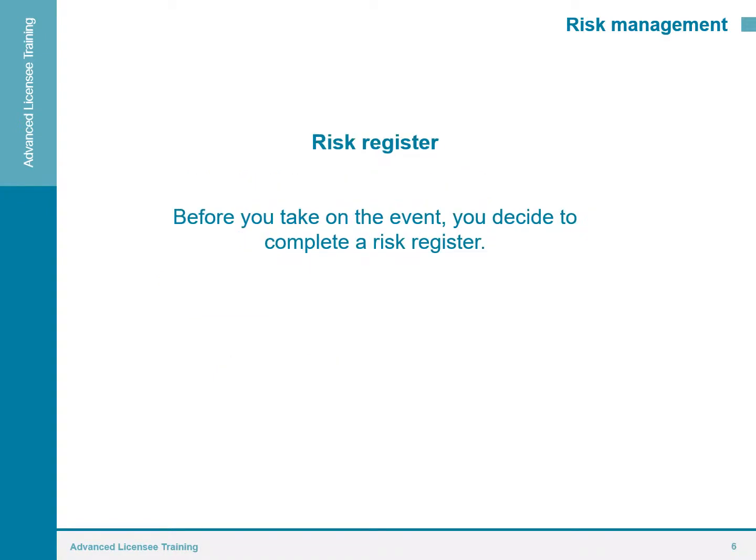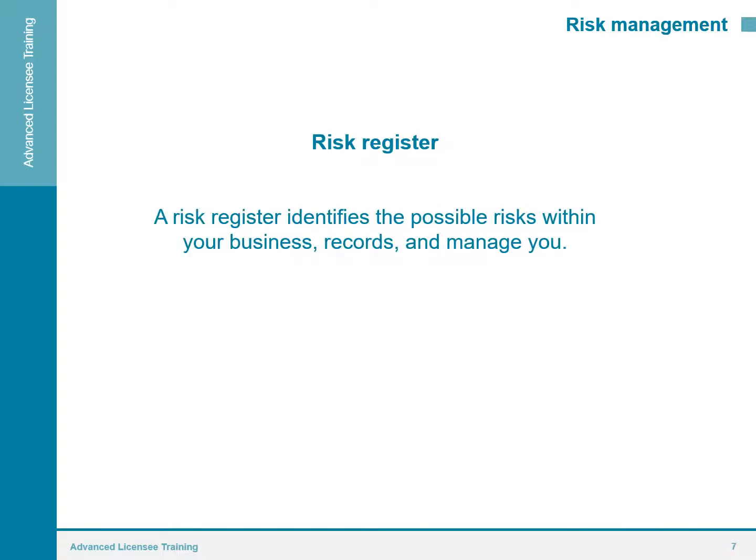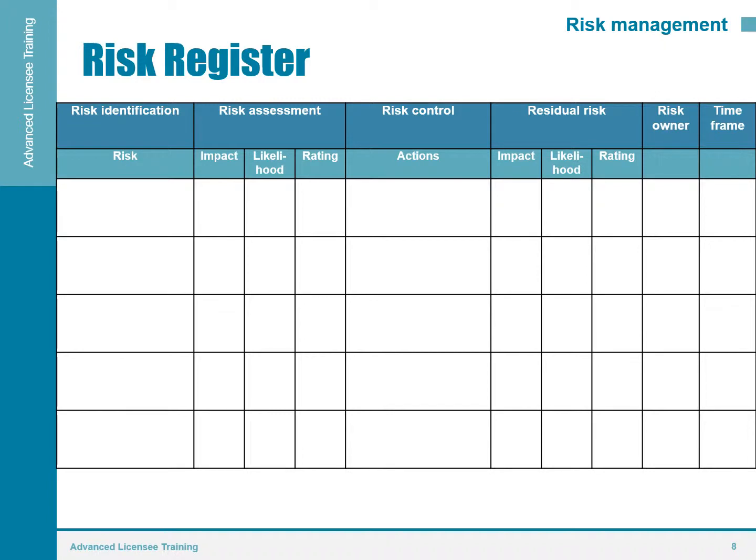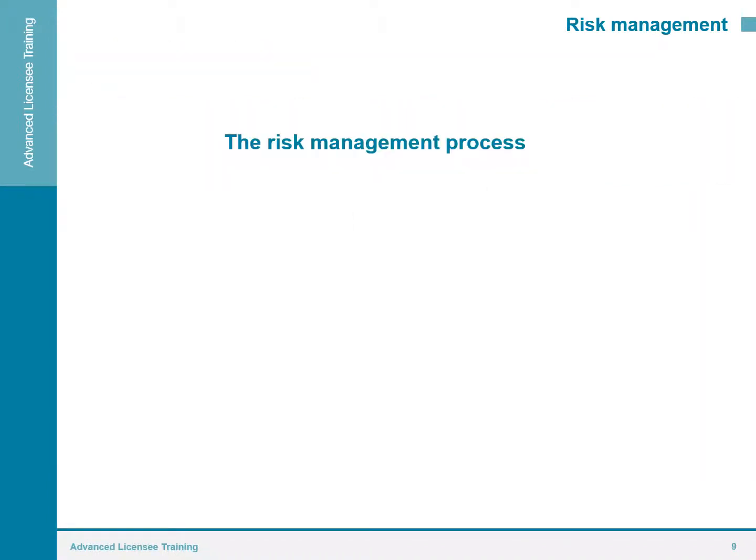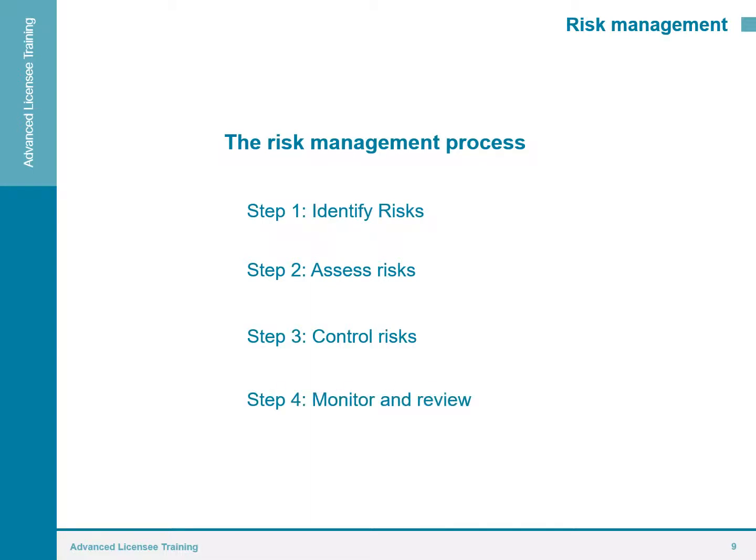Before you take on the event, you decide to complete a risk register. A risk register identifies the possible risks within your business, records them, and manages them. Here's an example of an empty risk register. The risk management process is made up of 4 steps. Step 1, identify your risks. Step 2, assess risks. Step 3, control risks. Step 4, monitor and review your risk management.